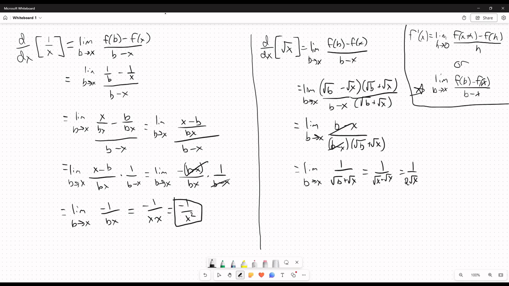And again, I just find this formula a little easier to work with here, but it's up to you, whichever one you feel more comfortable with. So there you go.